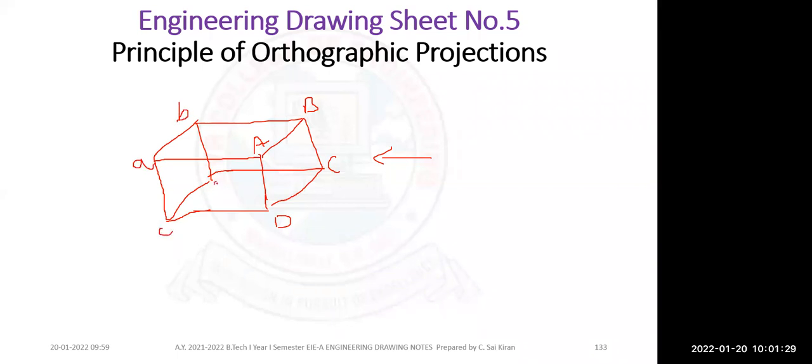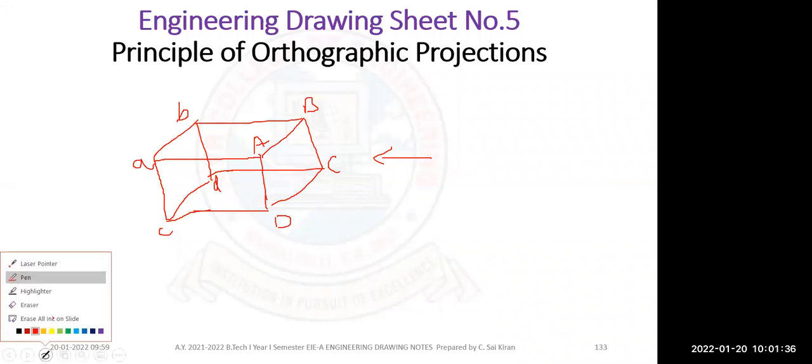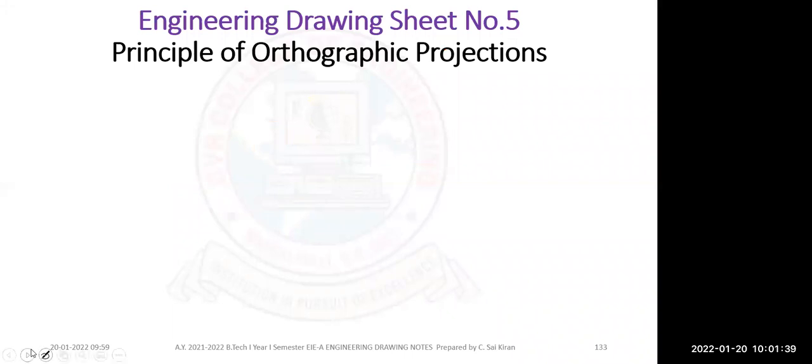Okay. So this is the orthographic projection. It will be at 90 degrees. If you are projecting anything at 90 degrees, it is called orthographic projection.